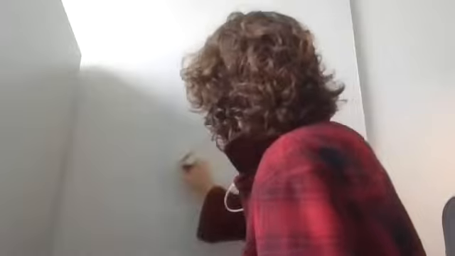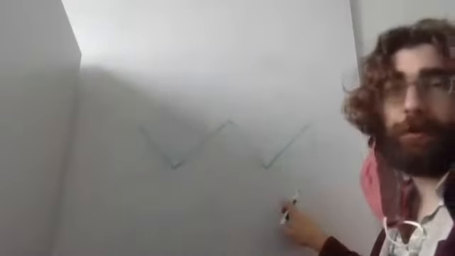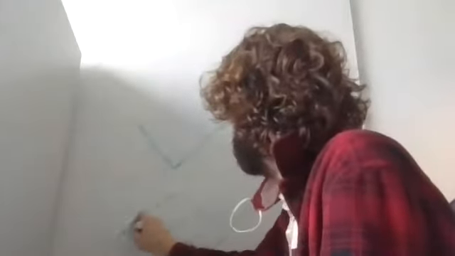Oftentimes we draw polymers like this. Each one of these vertices denotes a carbon, so this is actually CH2, CH2, et cetera. Now, if we have a second chain that exists like this, we have two polymer chains existing in space close to each other.